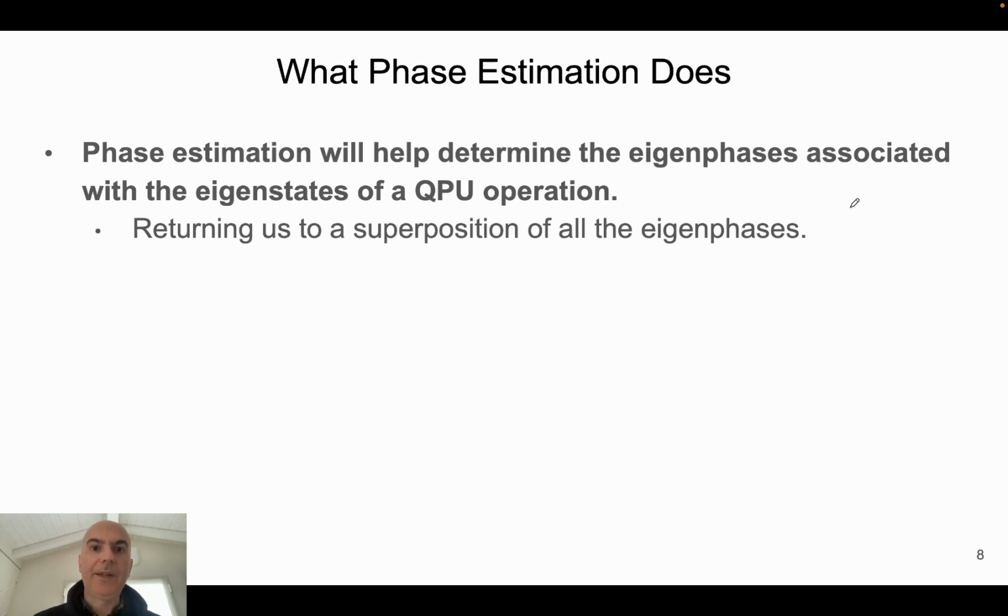So what does the phase estimation quantum computing primitive do? Well, phase estimation will help us determine the eigenphases associated with the eigenstates of a QPU operation. We'll take our QPU operation, and applying the phase estimation, we give as input the eigenstates, and we will determine the eigenphases associated with the eigenstates. In particular, the output of this quantum computing primitive will be a superposition of all the eigenphases.